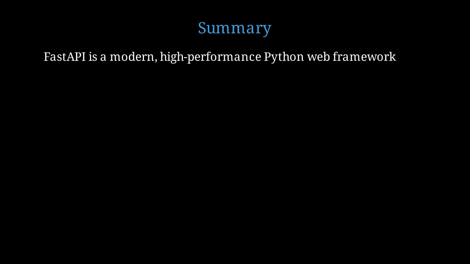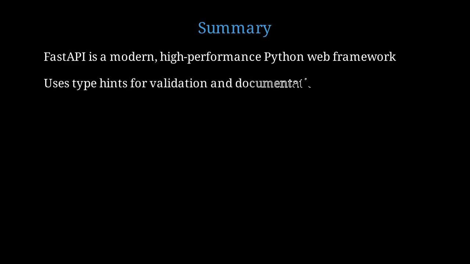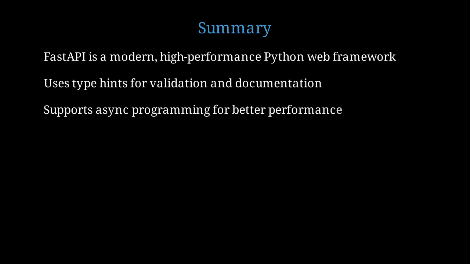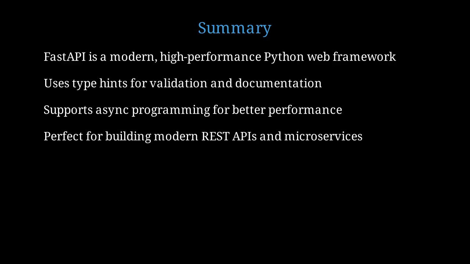Let's recap what we've learned about Python and FastAPI. FastAPI is a modern, high-performance framework designed specifically for building APIs with Python. It leverages Python's type hints to provide automatic validation and comprehensive documentation. Built-in async support enables concurrent request handling for improved performance. FastAPI is an excellent choice for building modern REST APIs and microservices architectures.